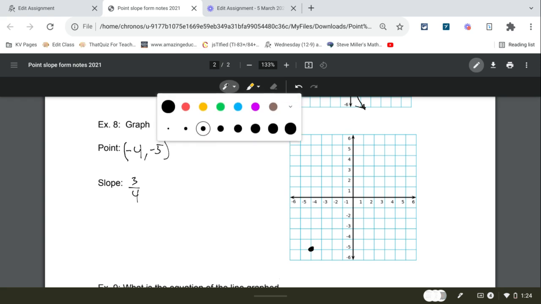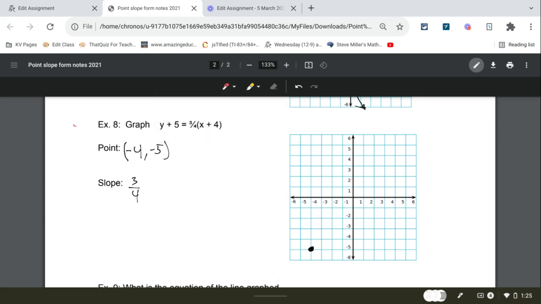So from our black dot there, we're going to rise 3 and run 4. So up 3, 1, 2, 3, and then run 4, and that's going to put us right here. Okay, do it again. Rise 3, 1, 2, 3, and then run 4. It's going to put us right there. And that's all the points that we're able to plot on this one. We just don't have room. You can't go down 3 and left 4, so this is it. As good as it gets.